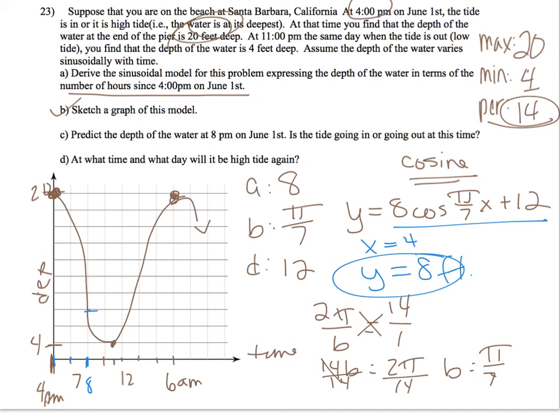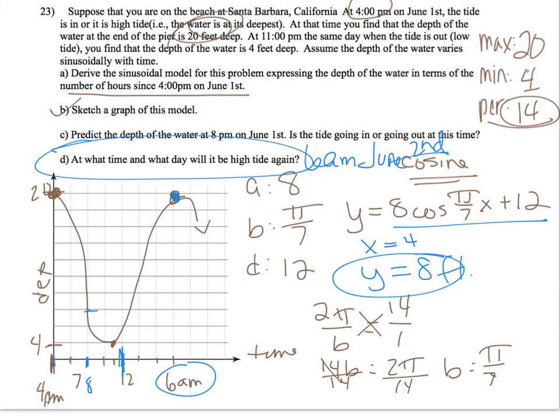Okay. What time and day will it be at high tide again? We found this one already. It'd be 6 a.m., but it's not 6 a.m. on June 1st anymore. At 12 o'clock p.m., or technically 12 o'clock a.m., it's switched over to June 2nd. So this answer would be 6 a.m., June 2nd.